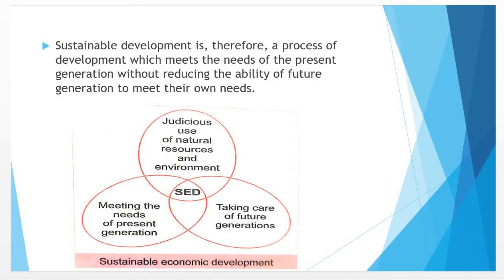So in the end, we can say that sustainable development is a process of development which meets the needs of the present generation without reducing the ability of future generations to meet their needs. So this is the pictorial representation of whatever has been said just now.